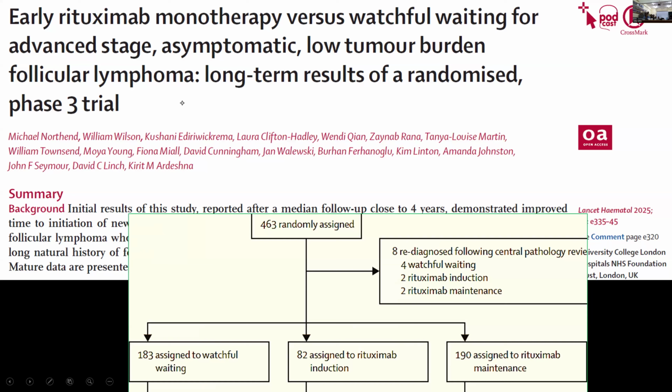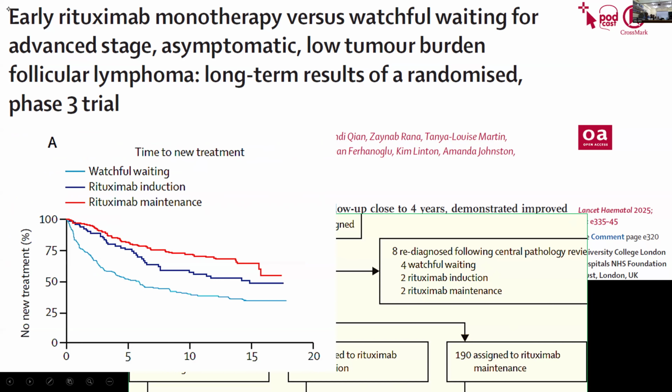So this is an example I want to give. These are some people who had lymphoma. There's an early treatment with rituximab versus watchful waiting. So 183 people got watchful waiting, 82 rituximab induction, and 190 got rituximab maintenance. So it's a three-arm trial. So you can look at this. No new treatment is a good thing. That means they're doing well. People with rituximab maintenance seem to do better than people with induction, who did worse, and the worst group was watchful waiting.